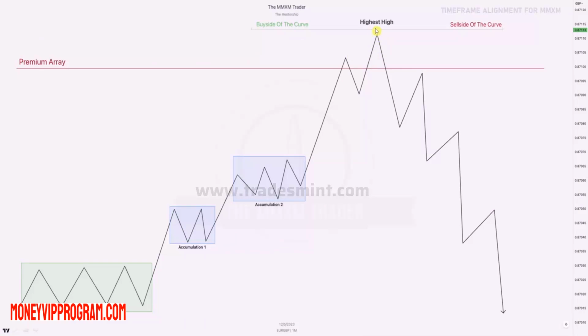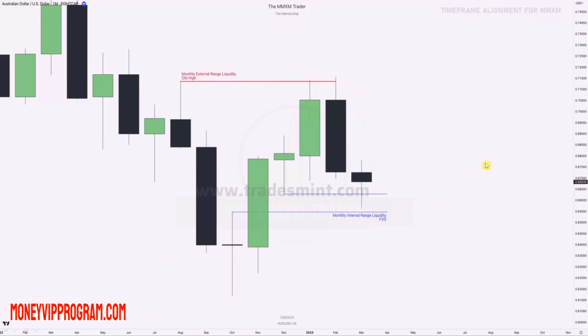And then we have this highest high, confirming the sell side of the curve after we break structure and hit that key level, and then we can start to look for sell opportunities, completing this market maker sell model, liquidating this original consolidation.